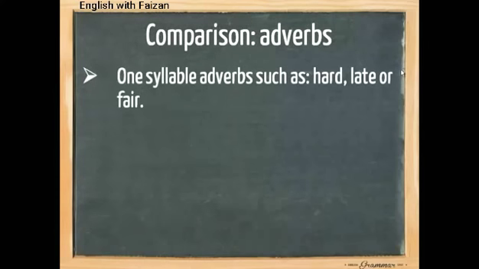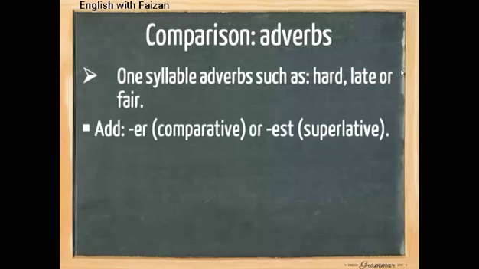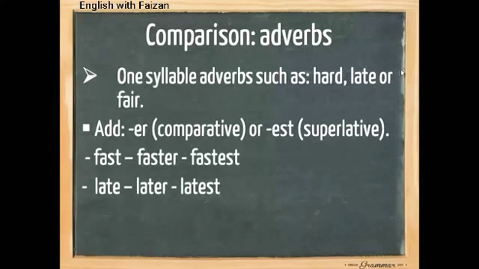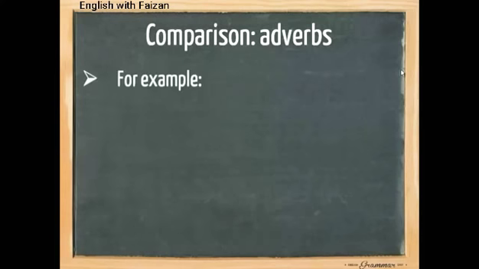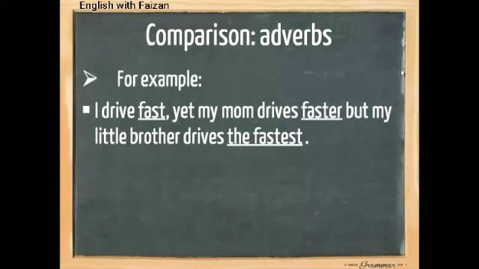Now let's have a look at adverbs. 1 syllable adverbs such as hard and late or fair, we also add er for the comparative or est for the superlative. Fast, faster, fastest. Late, later, latest. Fair, fairer, fairest. For example, I drive fast, yet my mum drives faster, but my little brother drives the fastest.